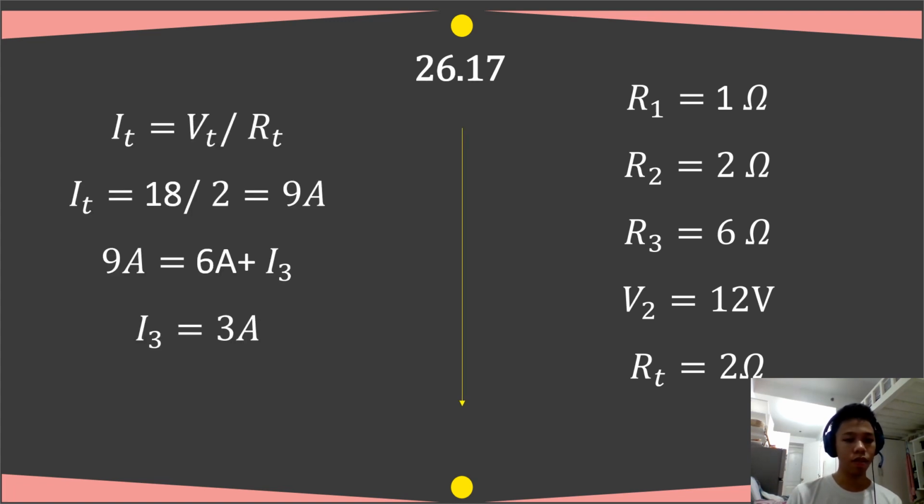After that, using what we got in the previous step, to get the total current, which is 18 over 2, you're going to get 9 amperes. And after you get the 9 amperes, since the total current is just equal to the sum of the individual currents, you just substitute the given values, and then you use algebra to find the value of the current passing across 3, which is equal to 3 amperes.